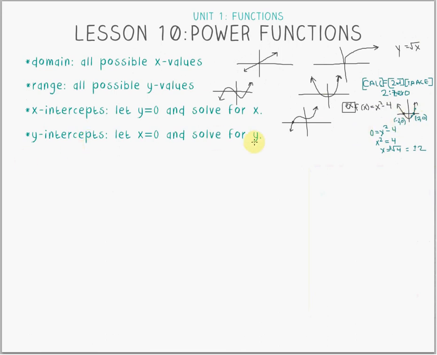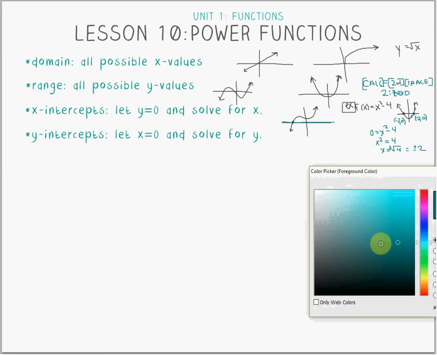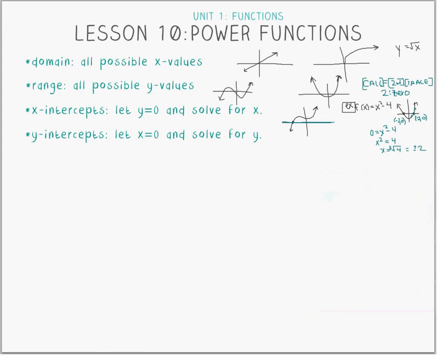Okay, so the y-intercepts, you can find the same way by making your x equal to 0 and solving for y, or by looking at a graph. For your x-intercepts, you're just looking anywhere where it crosses the x-axis, and for your y-intercepts, it's where it's crossing the y-axis. Okay, let's go ahead and move forward.